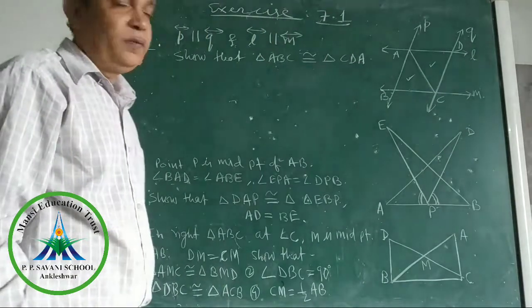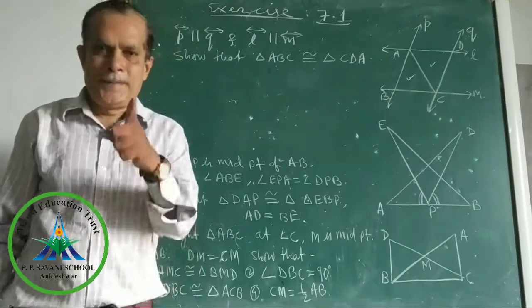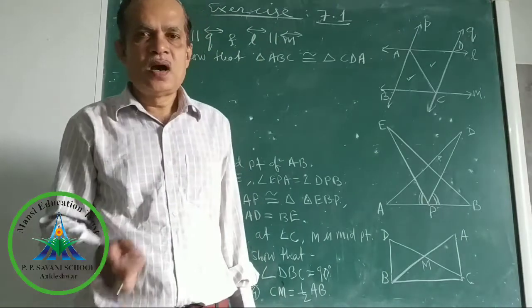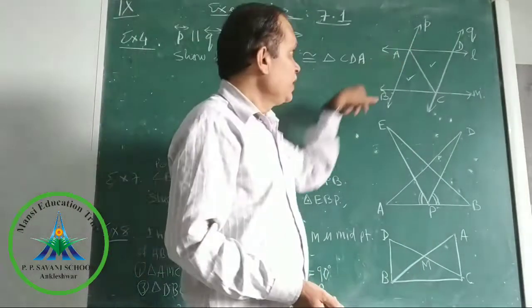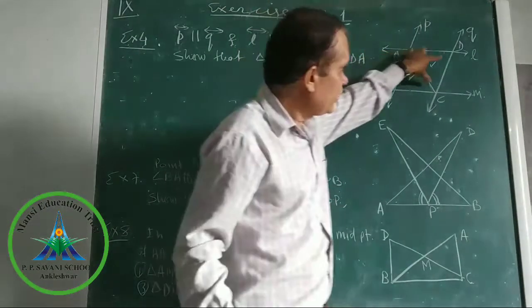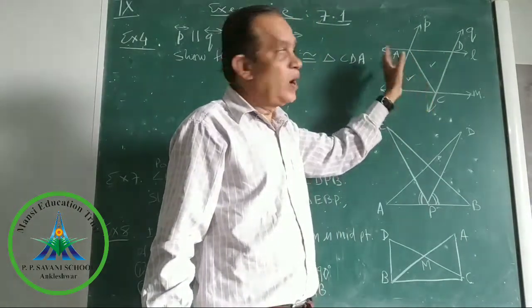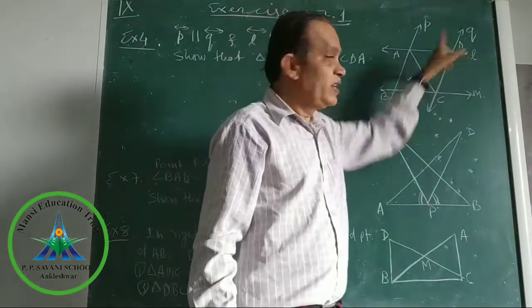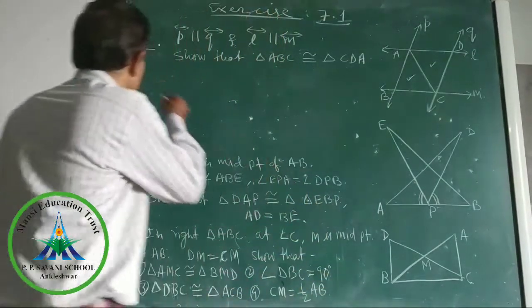Now see, you are remembering the definition of parallelogram. A parallelogram is a quadrilateral in which opposite sides are parallel. Look here, P parallel Q, L parallel M. Therefore AD parallel BC and AB parallel DC, so opposite sides are parallel. Therefore we will write directly that ABCD is a parallelogram.